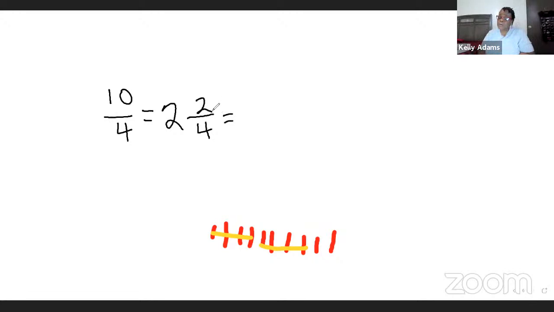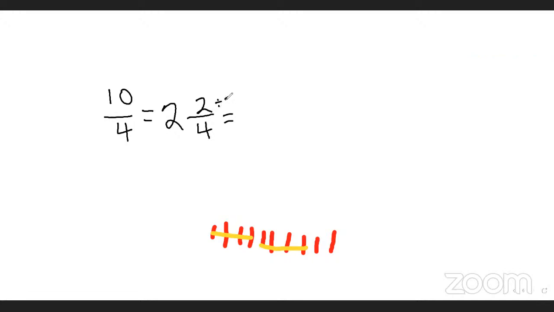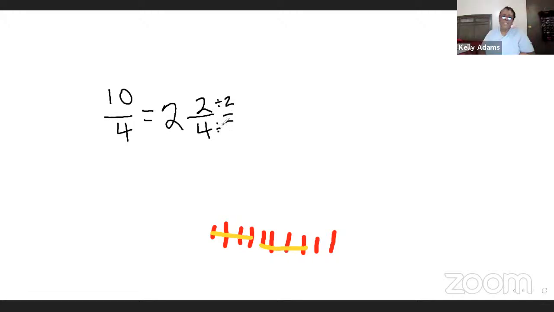I need to break it down. So I'm gonna divide by what? What times table got both 2 and 4 in it? My 2s. Don't be scared. It's my 2s and my 1s, and I don't use my 1s. So I'm gonna say 2, because I bring over my whole number. And then 2 going into 2 one time, and 2 going into 4 2 times. So my answer is 2 1/2.